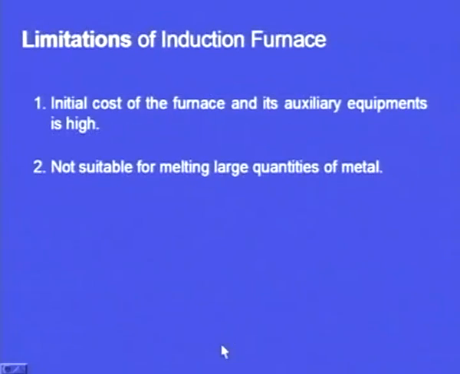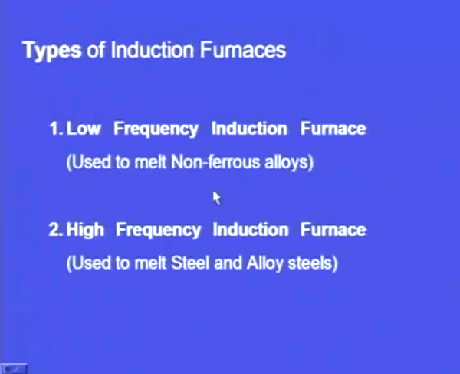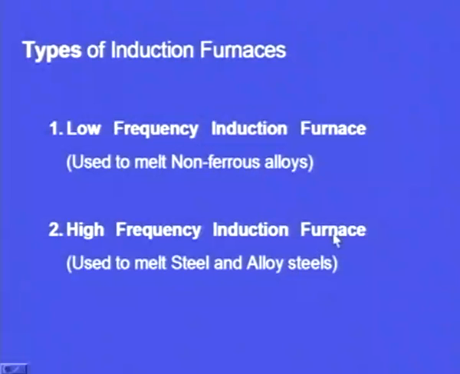Now, let us see the limitations of the induction furnace. Initial cost of the furnace and its auxiliary equipment is high, and this is not suitable for melting large quantities, only for small quantities. Types of induction furnaces: there are two types. One is the low frequency induction furnace, used to melt non-ferrous alloys like aluminum, copper and so on, and the other type is the high frequency induction furnace, used to melt steel and alloy steels.